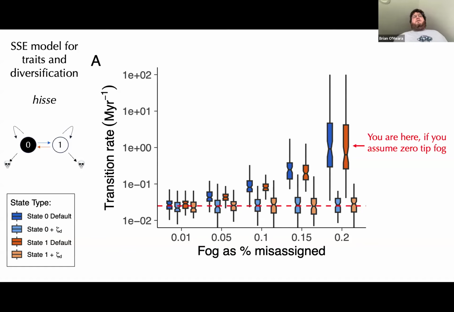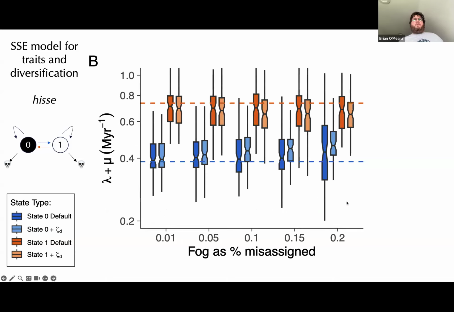Here again there are concerns, because you're trying to estimate all these rates for these models when some of these data are wrong. We found that if you ignore tip fog and assume it's zero, you get bad estimates for transition rates. But if you incorporate it, it's good.